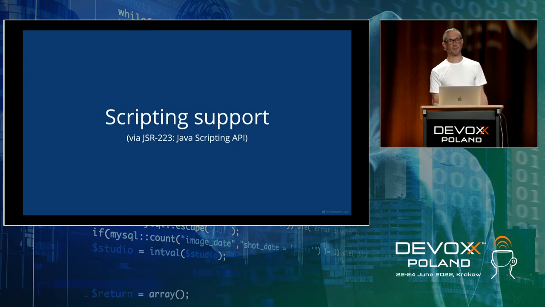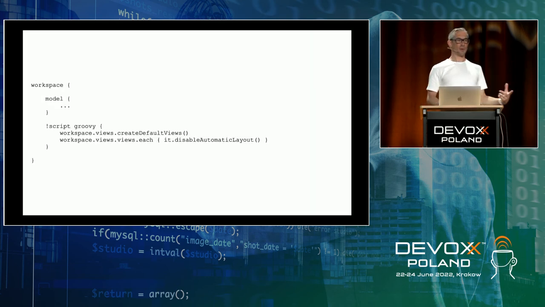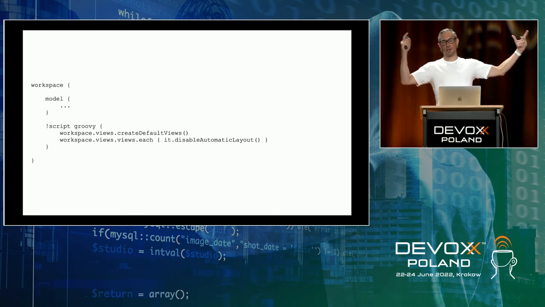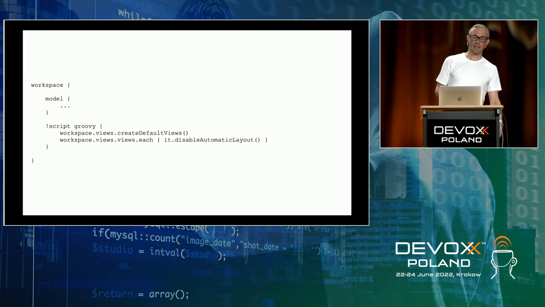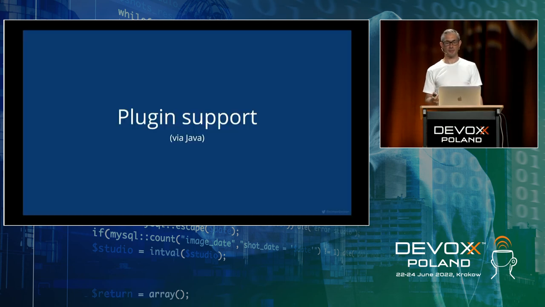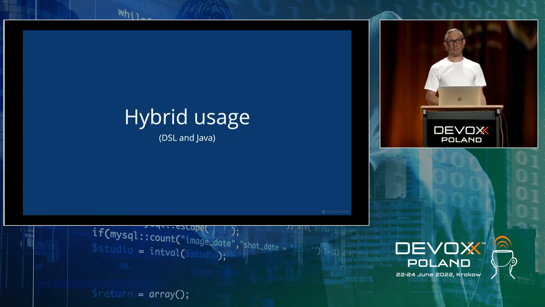There's support for scripting. I added support for JSR 223, the JavaScript API, so you can write your DSL and include scripts in Kotlin, Groovy, JRuby, or JavaScript if you're using the Rhino engine. Why might you want to do that? Maybe you want to create the default set of views but turn off automatic layout. Because the DSL is essentially a wrapper for the underlying Java library, the scripting support gives you access to the underlying library and you can do whatever you want. This supports inline scripts, and you can also call out to external files. There's also an interface you can implement, and you can build your own plugins if you want to do more type-safe or bigger things. And you can also use both of these together.